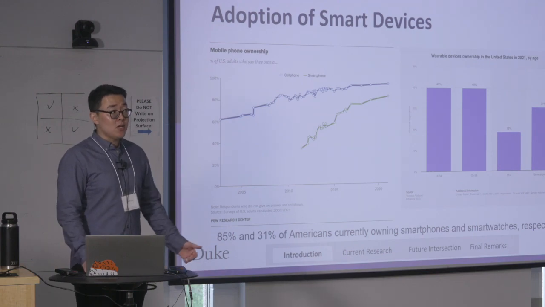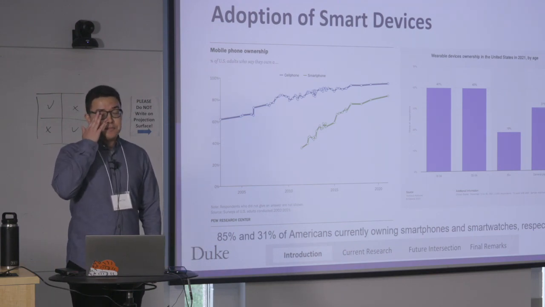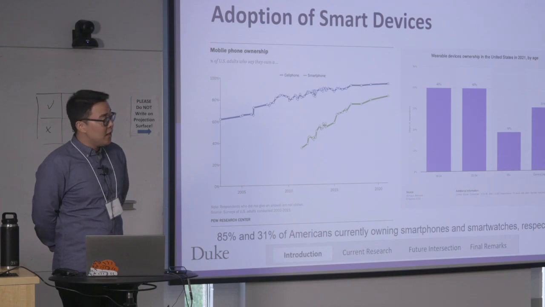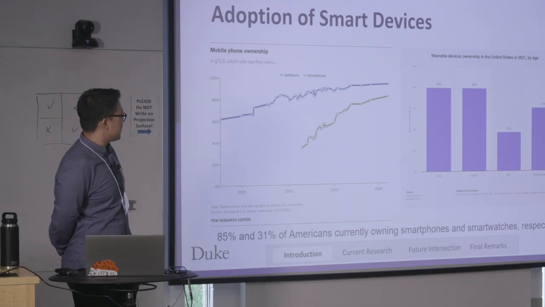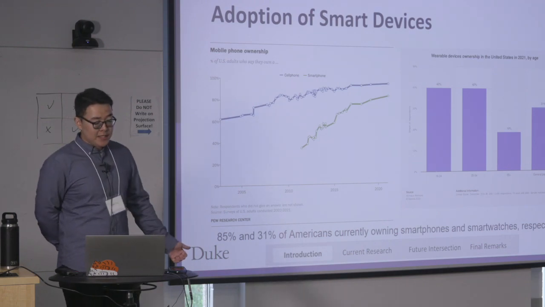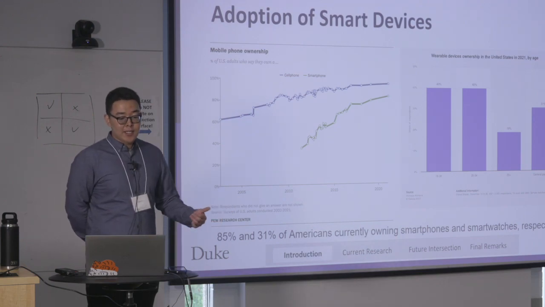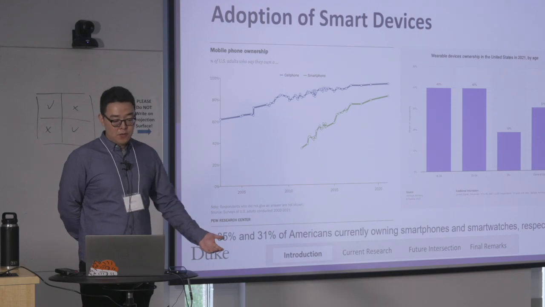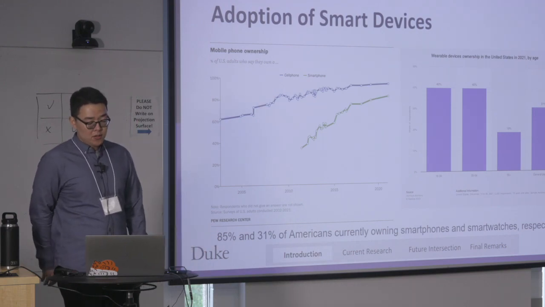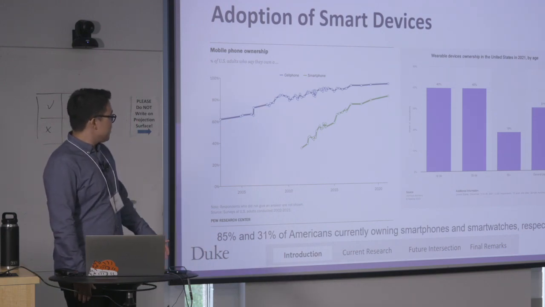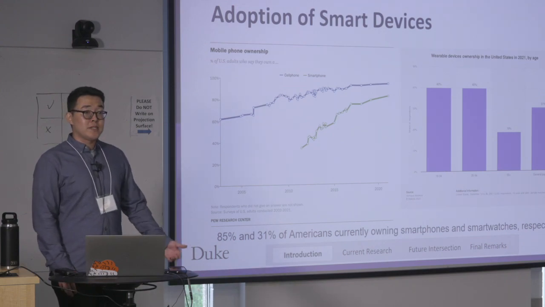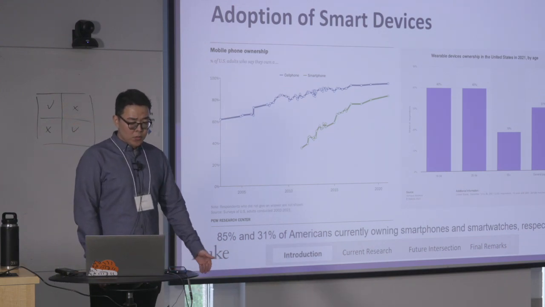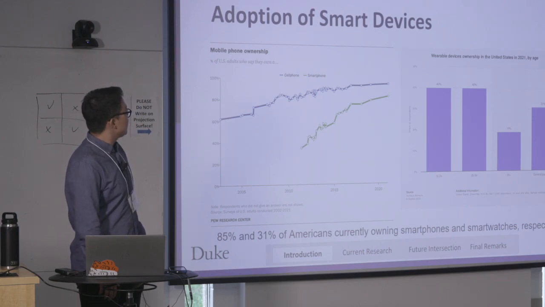First, I'll talk about the adoption of smart devices. The Pew Research Study has been doing a lot of surveys over the past couple of years, and what we've been seeing is a growing adoption of smart devices. A lot more individuals obviously own cell phones, so 85% of Americans currently own smartphones. But there are also a lot of individuals purchasing smart watches, and 31% of Americans have smart devices.